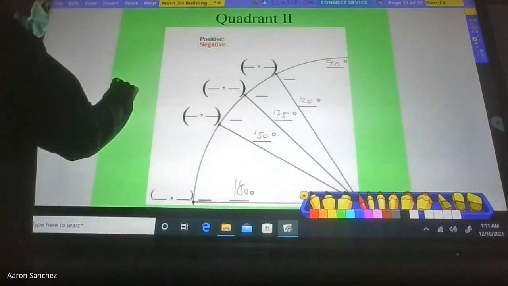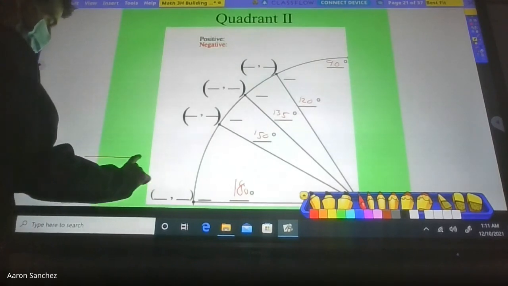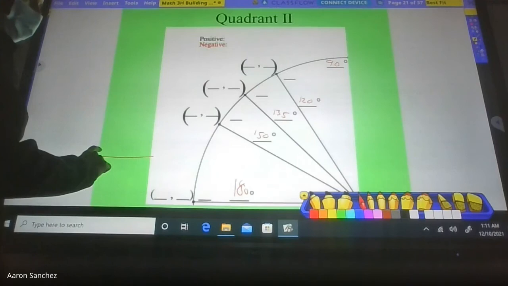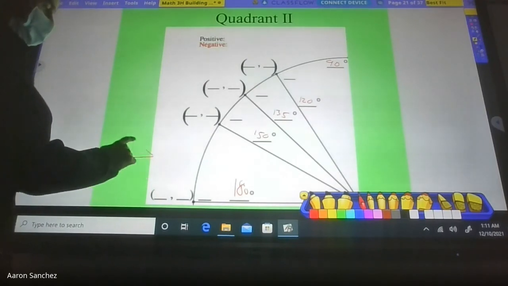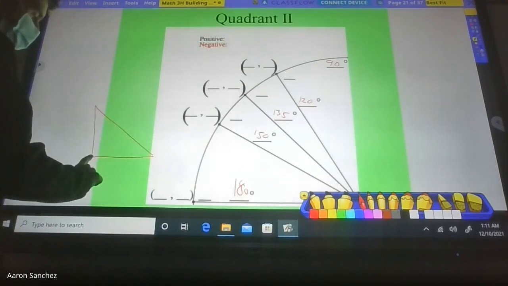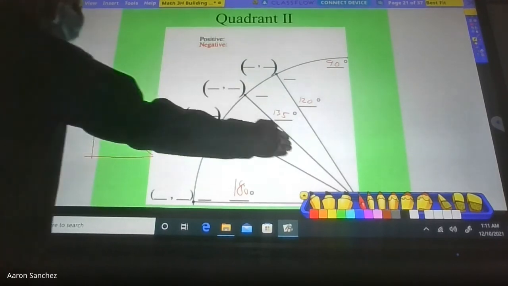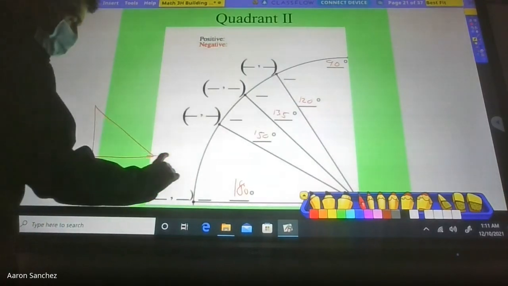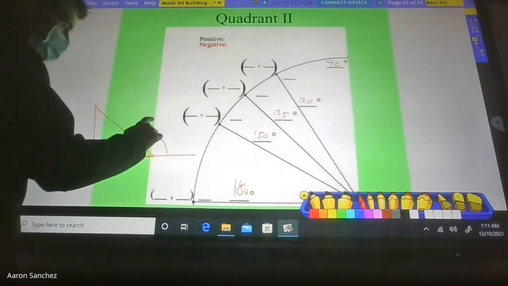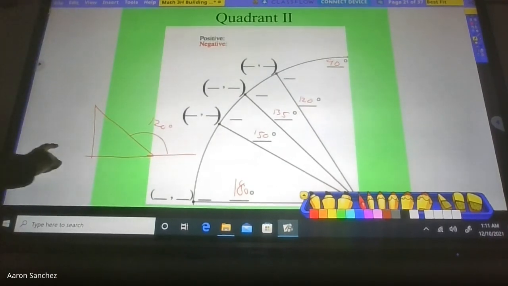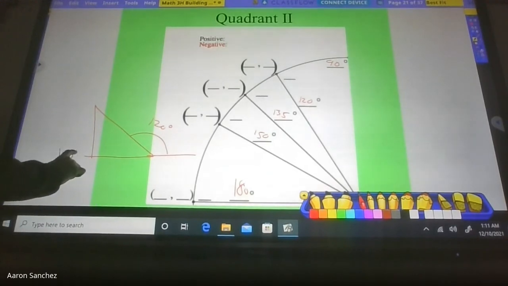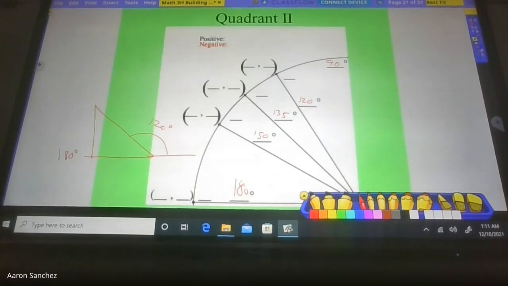So let's see if I can draw this. Okay, you see the triangle there? Here's my 120. You guys see that? Going this way, this is 120 degrees. Do you guys see that? Okay, what's this right here? 180 degrees. You guys see that? With me? What is the measure of this angle right here? There's the triangle. What's the measure of that angle?